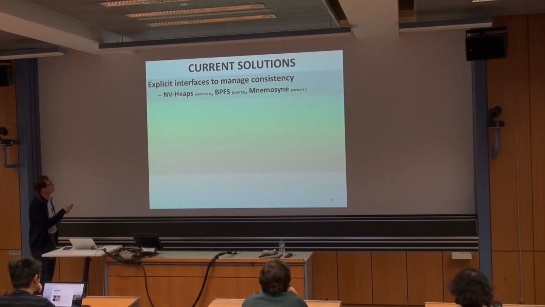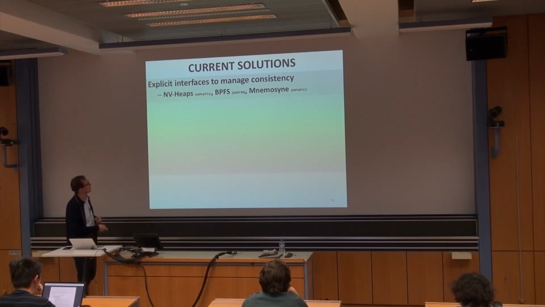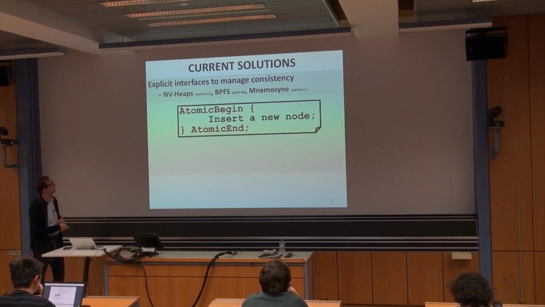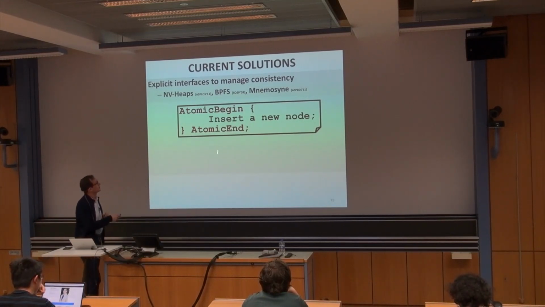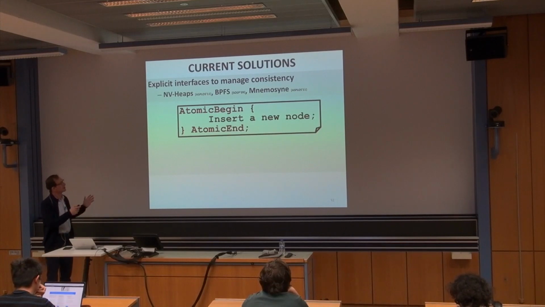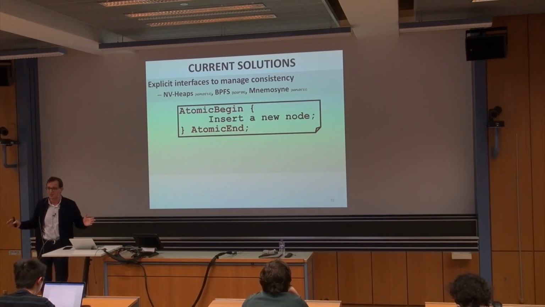So people actually have proposed explicit interfaces to manage this sort of consistency in persistent memory. These are some examples. Basically, this is what you do. Whenever you want to have multiple persistent updates to persist together, you do some sort of transaction. And you could argue there are different ways of doing it. I'm not going to go into the details, but this is one example. You insert a new node, and it's an atomic, it's all or none execution.